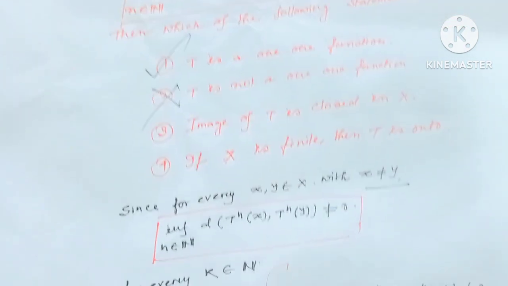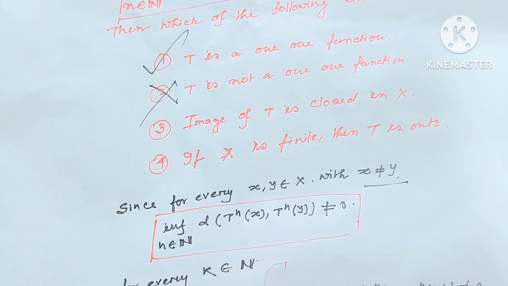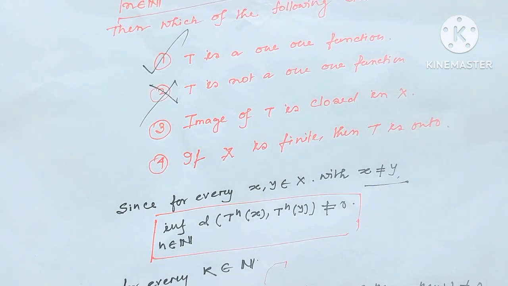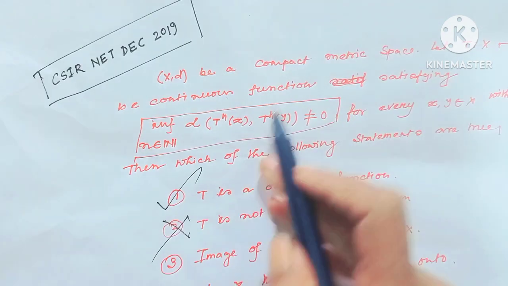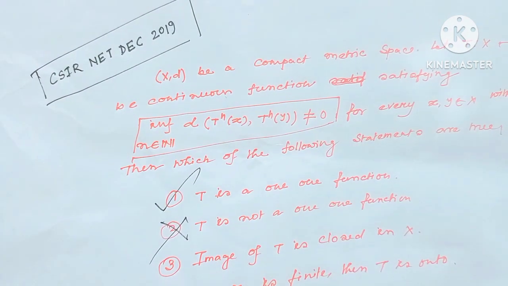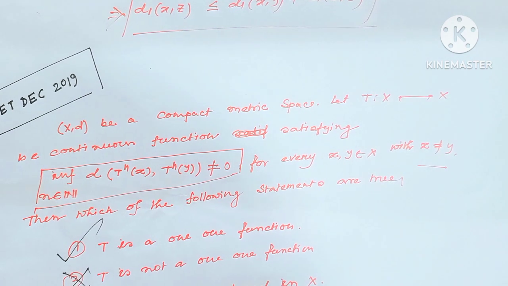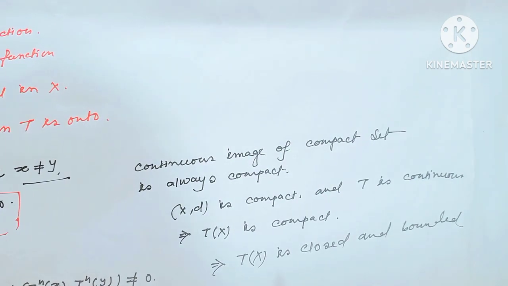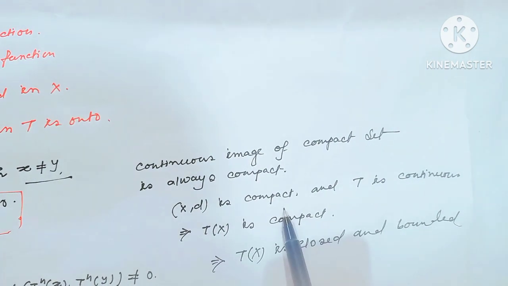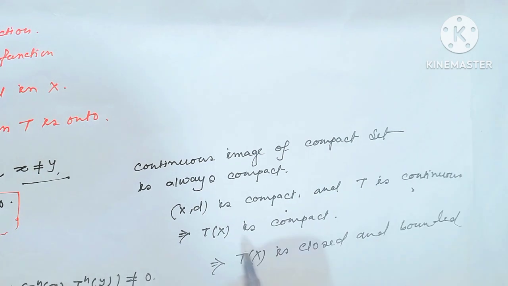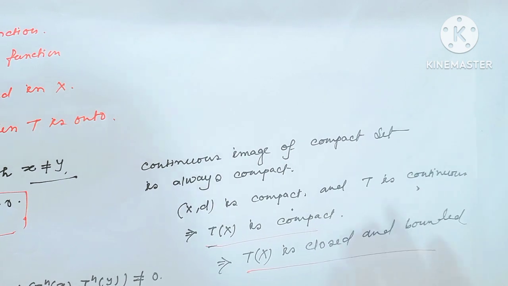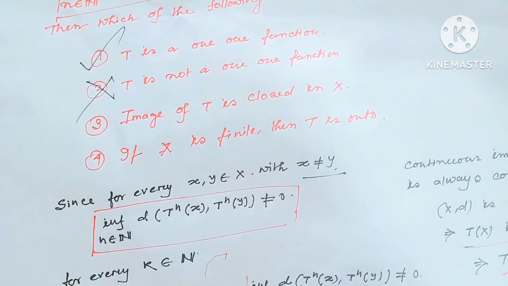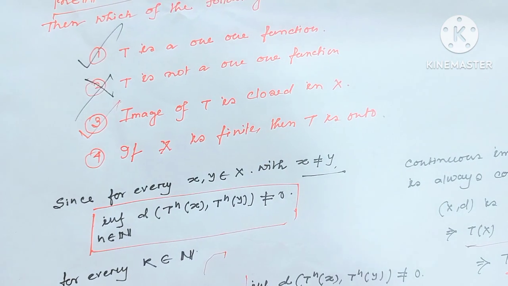Option 3 says the image of T is closed in the metric space X. Here X is given to be a compact metric space, and T is a continuous function, and all of us know the continuous image of a compact set is always compact. Since X is a compact metric space and T is continuous, obviously the image would be compact. So T of X would be closed and bounded. So the image of T is closed in X. This is obviously the right option.